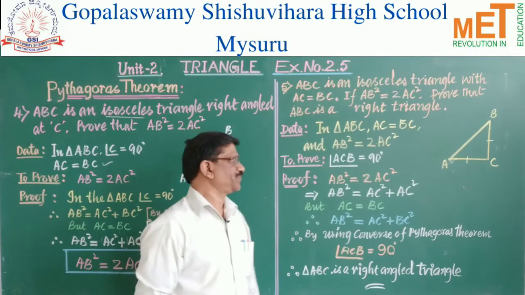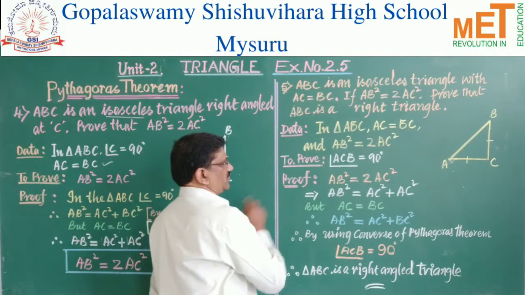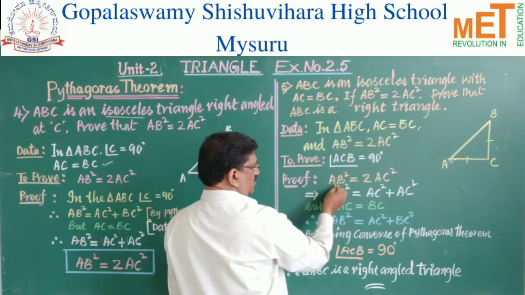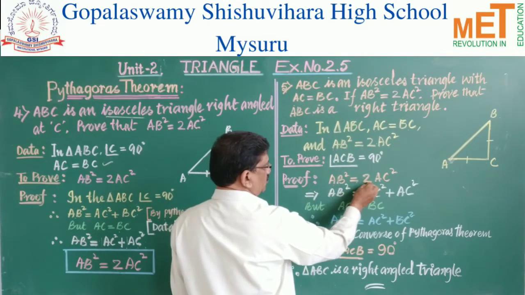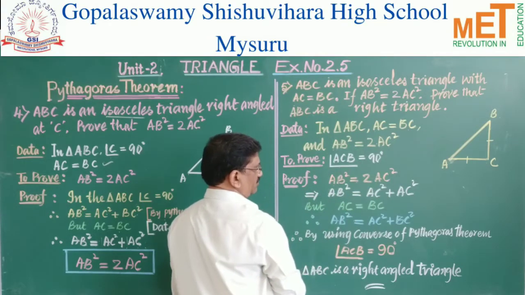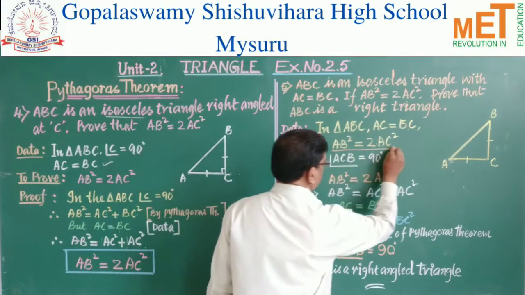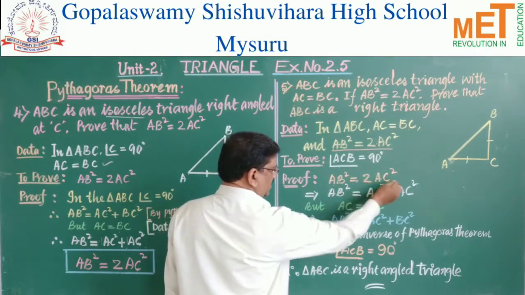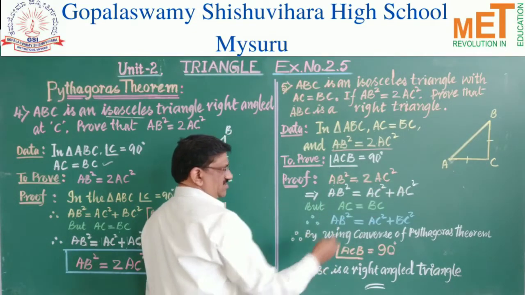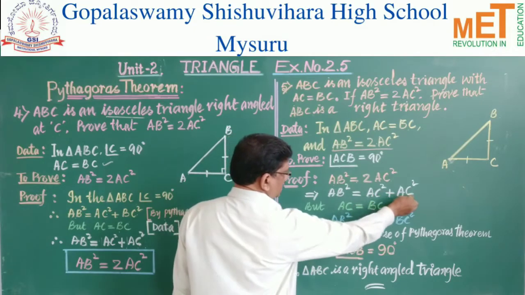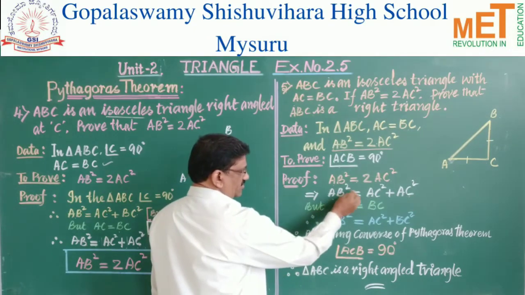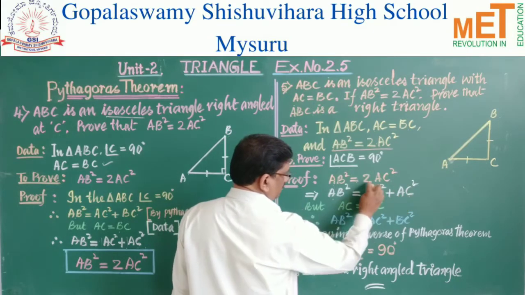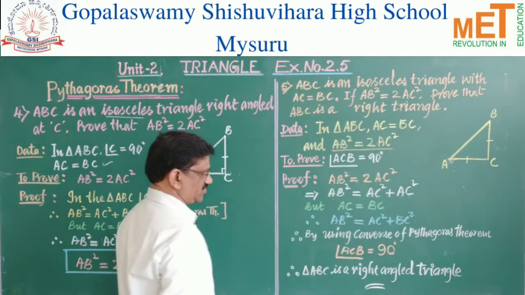Clear, children? Okay. So the proof, let us take the condition itself. What is that condition? AB square is equal to 2AC square is the condition. Okay, this is the condition. So 2AC square we can split as AC square plus AC square. That is AB square is equal to 1AC square plus 1AC square. There are 2 AC squares, isn't it?